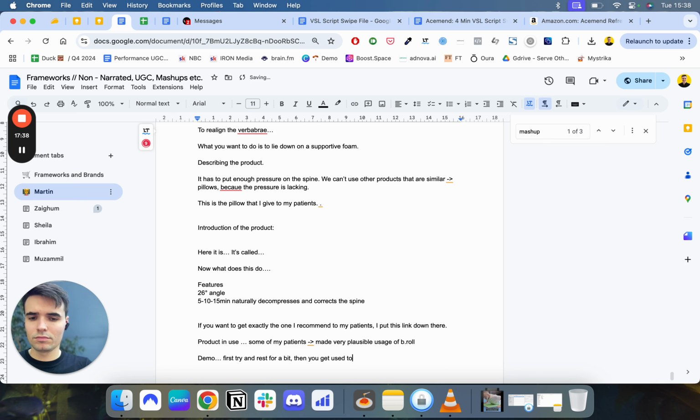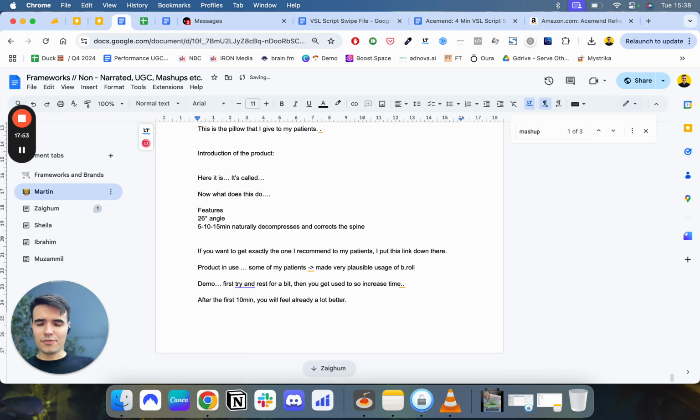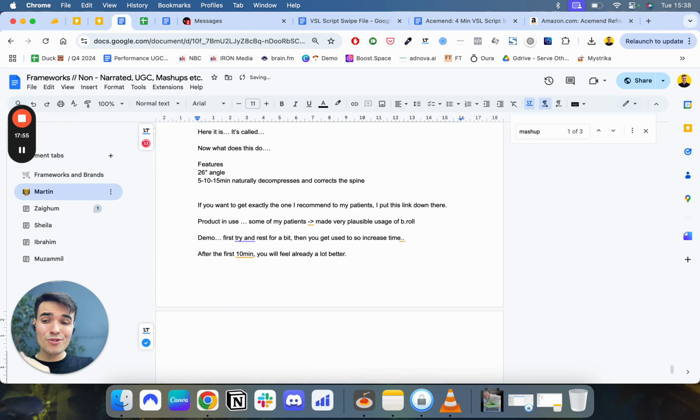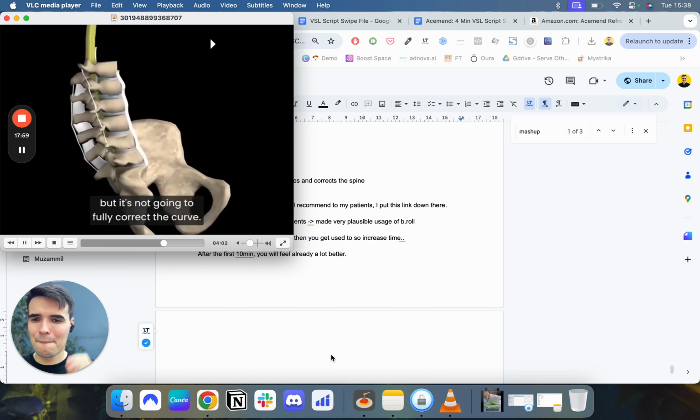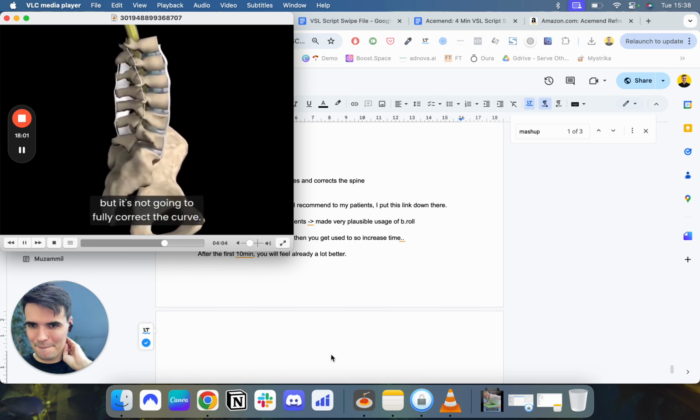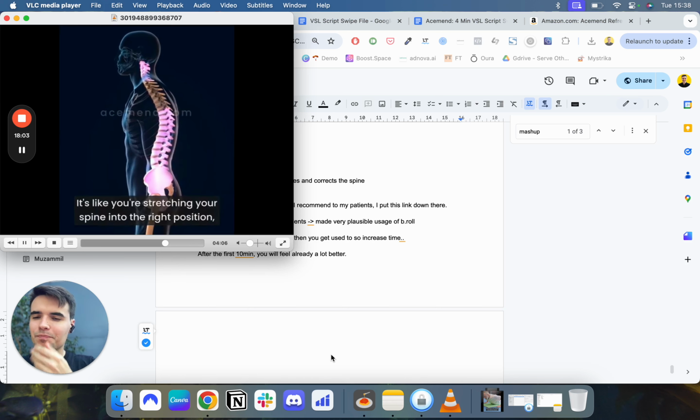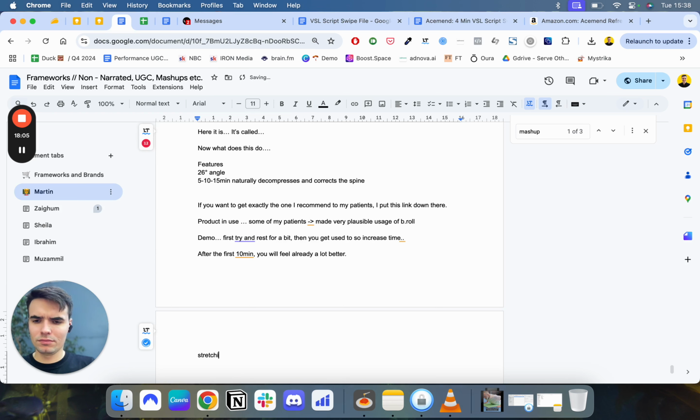Now listen up, this is important. After you lie on it for the first 10 minutes or so, when you get up, you will already feel relief from the pain. You'll feel a lot better. After the first 10 minutes you're going to see immediate results. It's not going to fully correct the curve. It's like you're stretching your spine into the right position, but then it gradually goes back, like an elastic band, right?